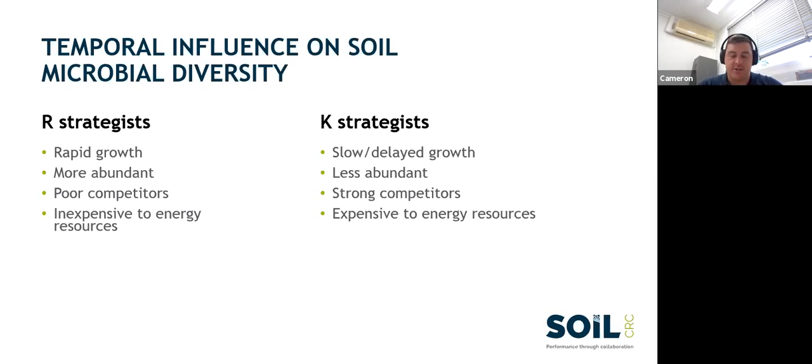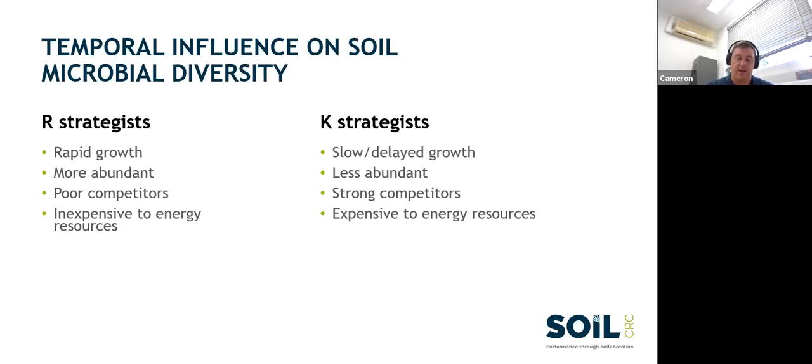So our R strategists are the ones that grow very quickly, very early on. They need lots of nutrients, but they're not very good at fighting for those nutrients. They tend to be in large numbers, and they don't require a lot of energy to reproduce and do their function, because they will just overpopulate themselves. So their expenditure is low.